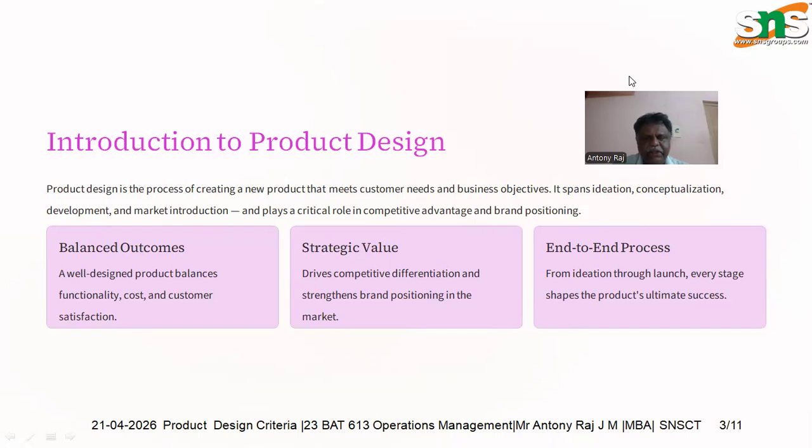And these are some of the outcomes of a good product design. One is a balanced outcome. Once you have a very good product design, it is going to balance all three: the functionality, and we'll see later what functionality is, the cost, and the customer satisfaction, which is very much clear. And then the strategic value. Strategic value is also a very important part here, where the products have to get differentiated among themselves. This is very important, as is strengthening the brand positioning in the market. And then it is also an end-to-end process, right from the ideation to the ultimate success stage.